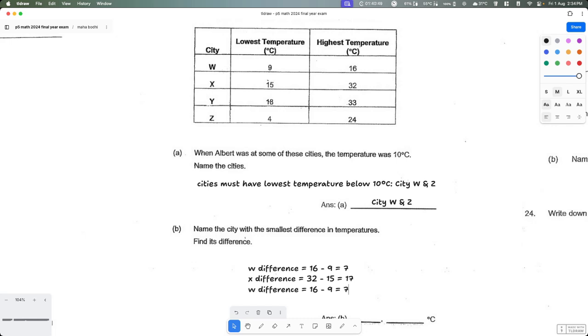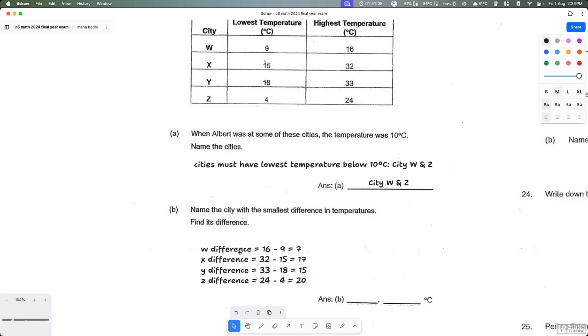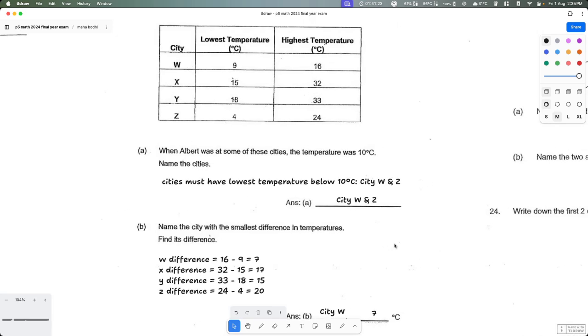Then we have Y difference. So Y difference is 33 minus 18, and this will be 15. And then the last one, Z difference. Okay, Z difference is basically 24 minus 4, which is 20. So we want to know the smallest, name the city with the smallest difference, which is city W, and the difference is 7 degrees. So let's see over here. All right, let's move on to the next question.